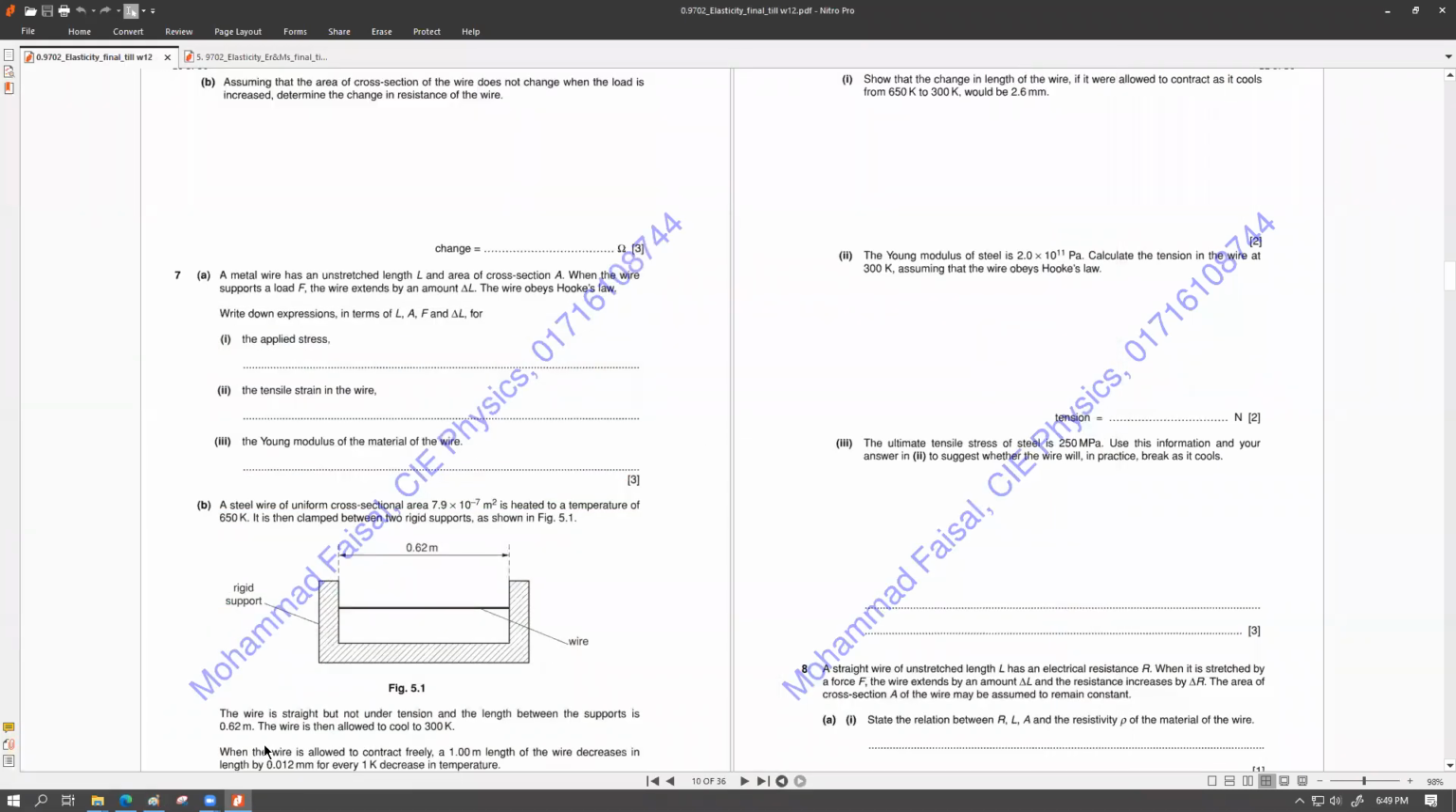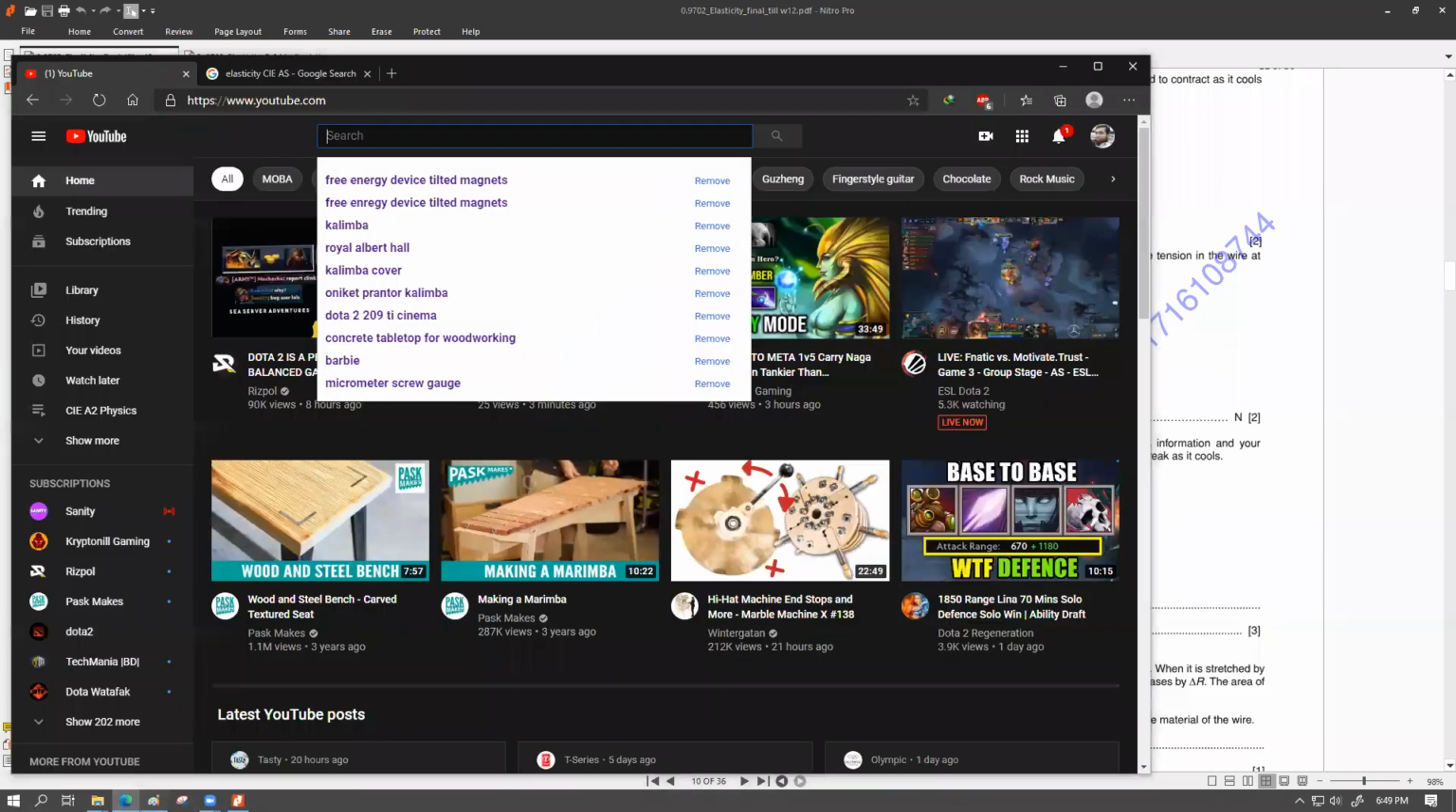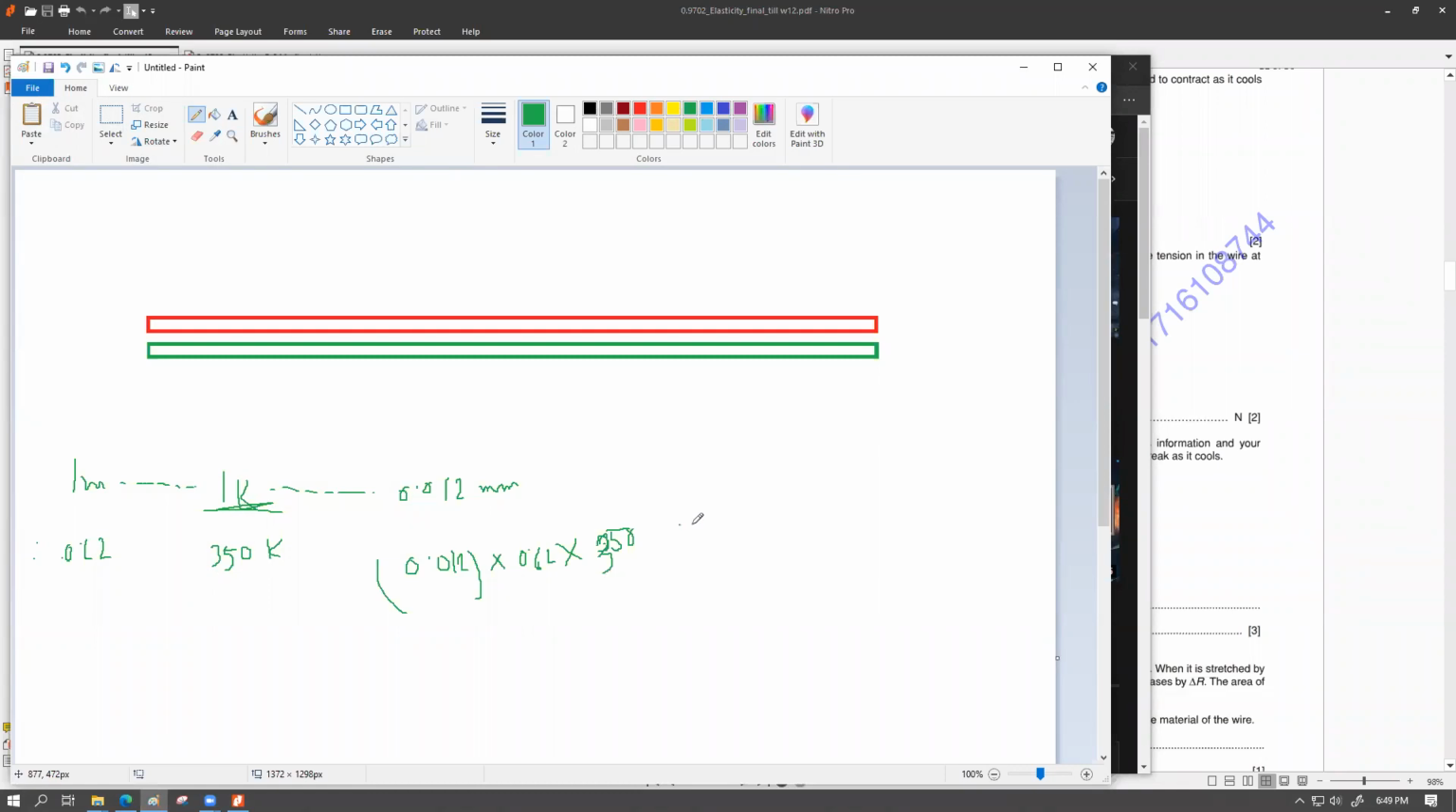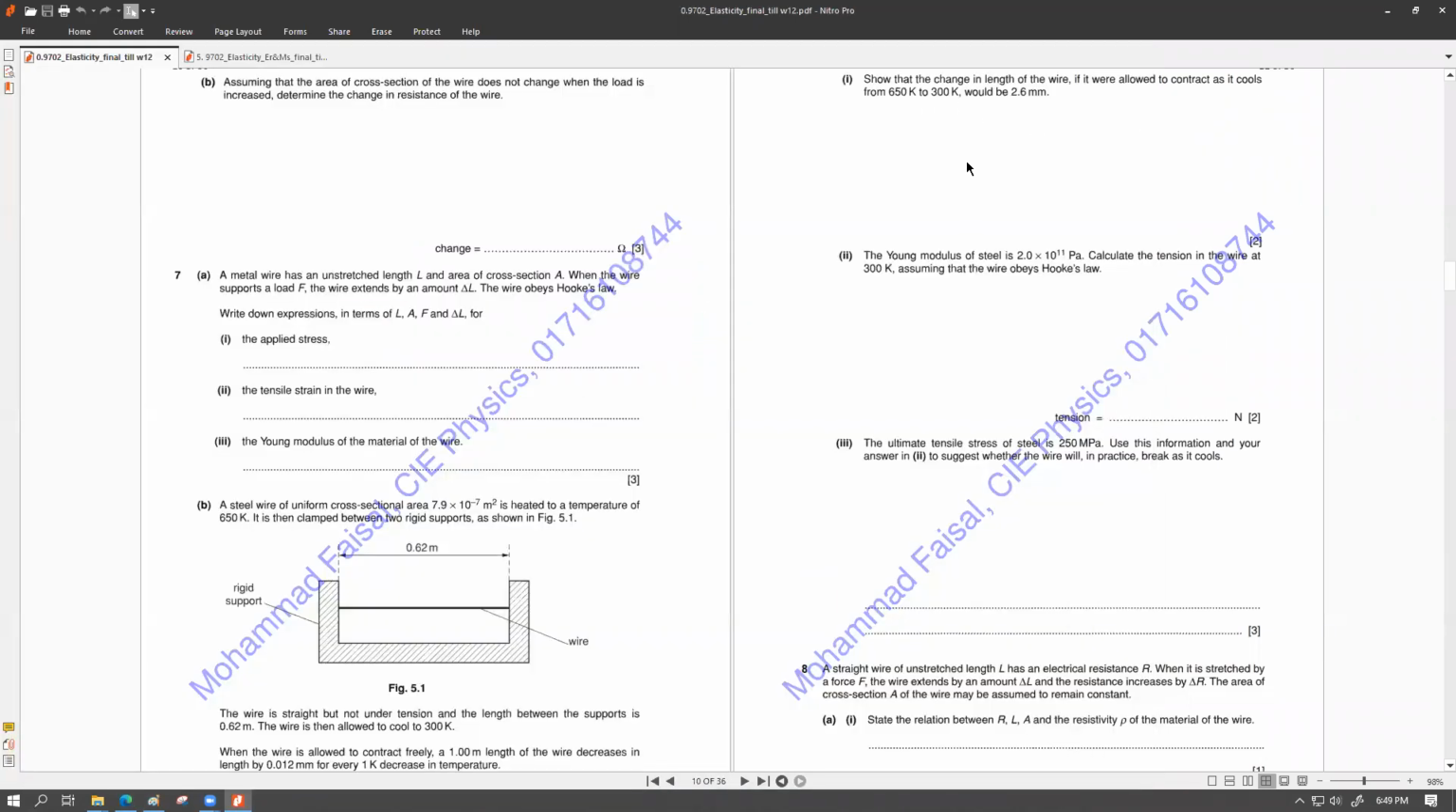Have a read at this instead. Start of the statement: when the wire is allowed to contract freely, a 1 meter length of wire decreases in length by 0.012 millimeter for every 1 Kelvin decrease in temperature. So for 1 Kelvin decrease, you are having that variation. Now in this equation, we are allowing the wire to cool from 650 Kelvin to 300 Kelvin, so the total decrease in temperature was 350 Kelvin. We use that information over here and do the multiplication. It gives an approximate answer of 2.6 millimeter. So you're going to have it shown, because this is our show question.